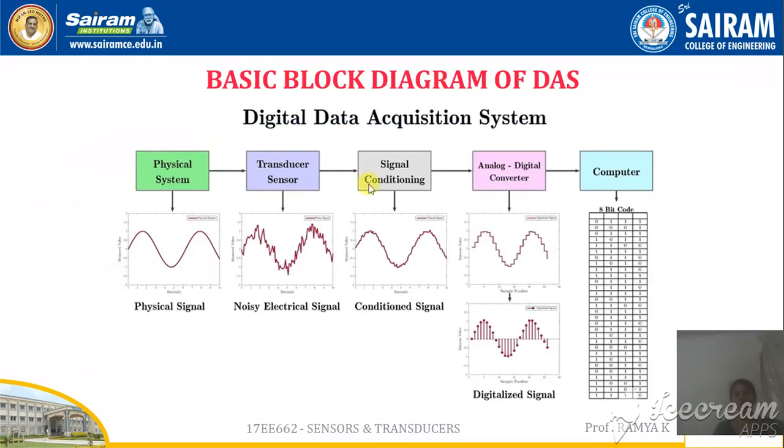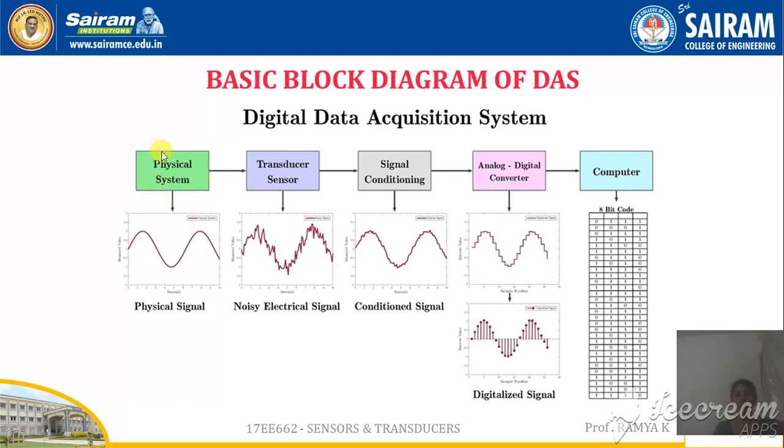This is a general block diagram of your data acquisition system. When you look at the physical system, the input is your physical quantity whose magnitude varies with respect to time. It could be either an AC signal or a DC signal. In a data acquisition system, it is not mandatory that the input should be only an AC or DC quantity. If the input is analog, it is called an analog data acquisition system. If your input is digital, it is called a digital data acquisition system. The input could be anything.